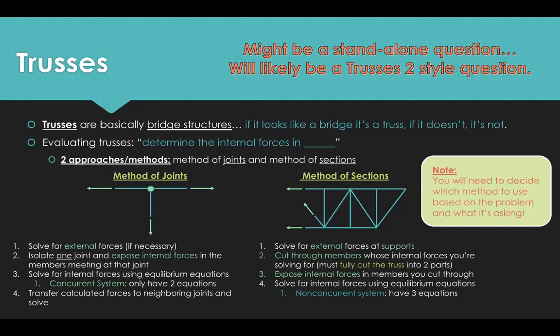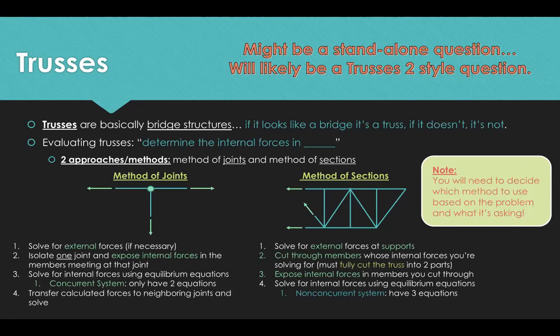So trusses is one of them. This sounds dumb, but trusses are bridge structures. So if it looks like a bridge, it's a truss. That's the biggest way to distinguish between a truss and a frame, is that frames don't look like bridges. Trusses do. So the question for a truss problem would look something along the lines of find the internal forces in members and then a list of members, right?